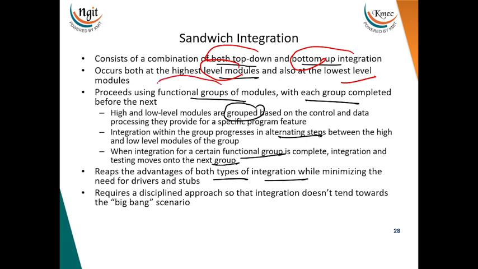Procedure: use a functional group model for each group completed. Here, high and low level modules are grouped based on the control and data processing to provide a specific function or feature. Integration with the group programs or alternative steps is used. When certain function groups are completed, integration testing moves to the next level. This part requires a disciplined approach so that integration does not tend toward a big bang scenario where all the processes are being corrected.